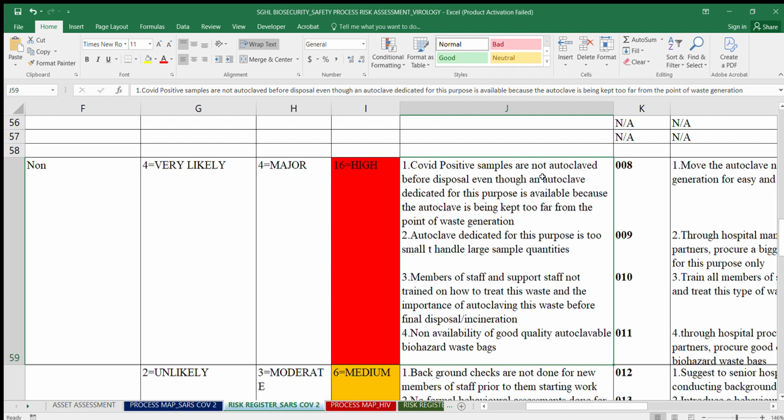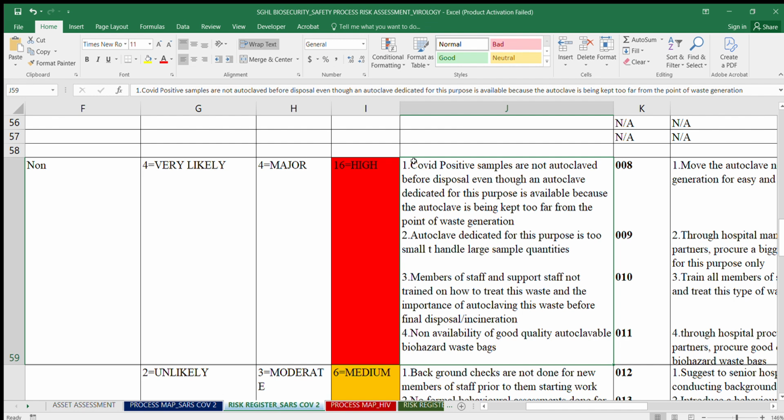So what are the potential causes of this particular risk? What can cause you not autoclaving the plates? So this is where you're doing your root cause analysis. So maybe COVID samples are not autoclaved before disposal, even though an autoclave dedicated for this purpose is available, because the autoclave is being kept too far from the point of waste generation. So that can be one of the reasons.